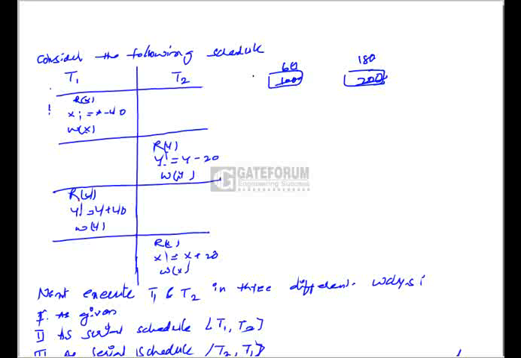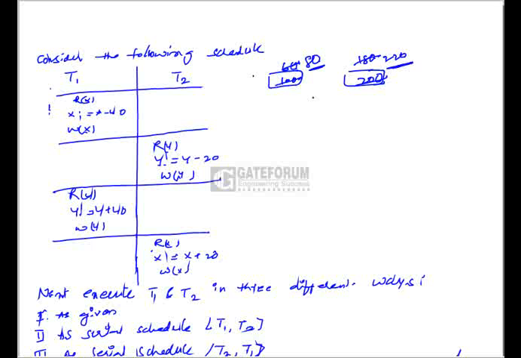After that transaction T1 reads Y and 40 is added to that. So 180 becomes 220 and 220 is written. Then transaction T2 reads X and 20 rupees is added to account X, so 60 becomes 80, and 80 is written. So if we execute transactions T1 and T2 according to the given schedule, the final values of X and Y are 80 and 220 respectively.